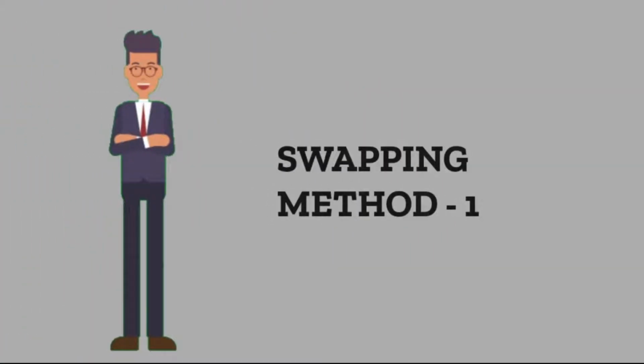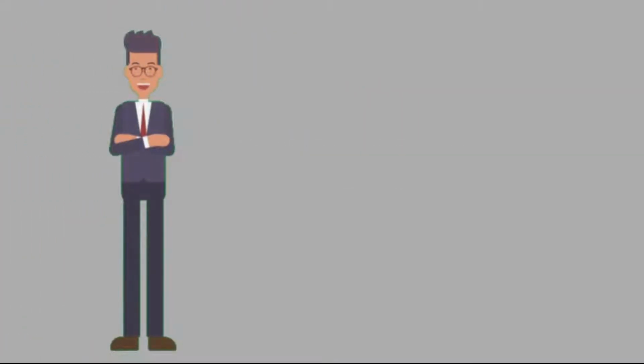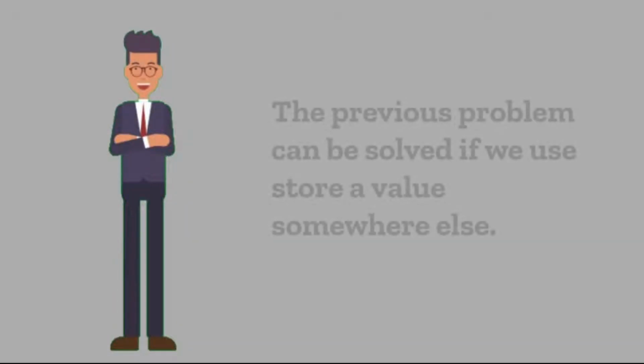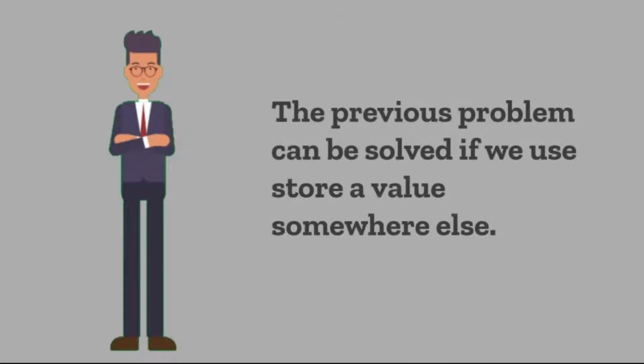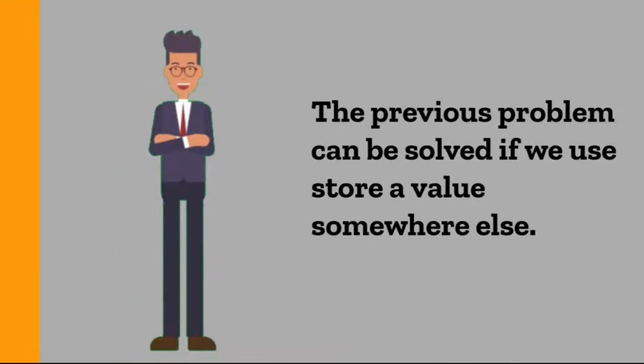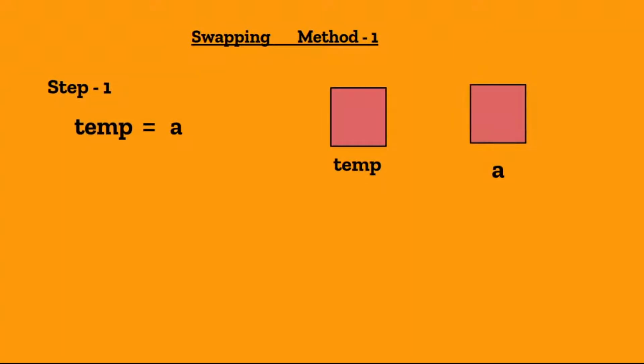With this, let's start our first method. As we have seen, the problem with our last assumption was the value of a was being deleted. The problem will be entirely solved if we can store the value of a somewhere else. For this purpose, we will be using another variable which we commonly call a temporary variable, and it stores the value of a. So first, the temp variable stores the value of a into it.